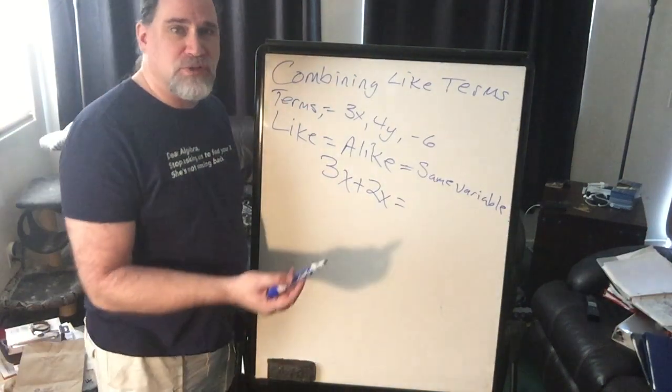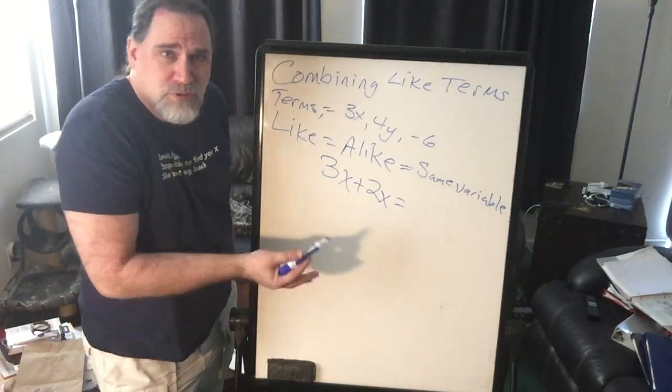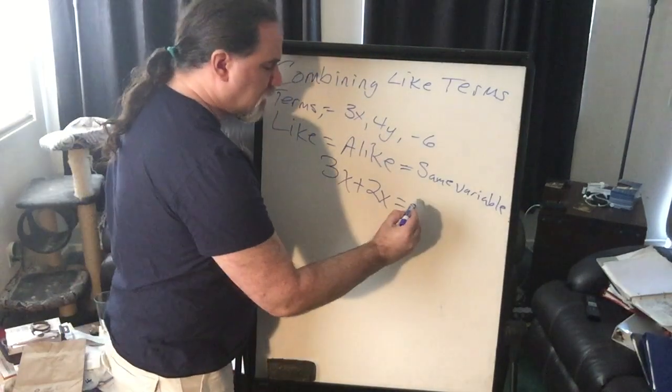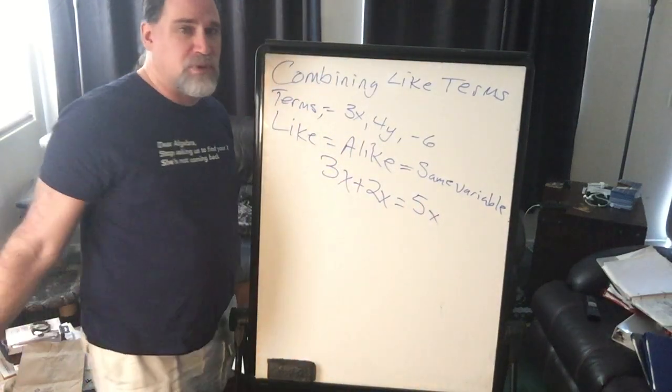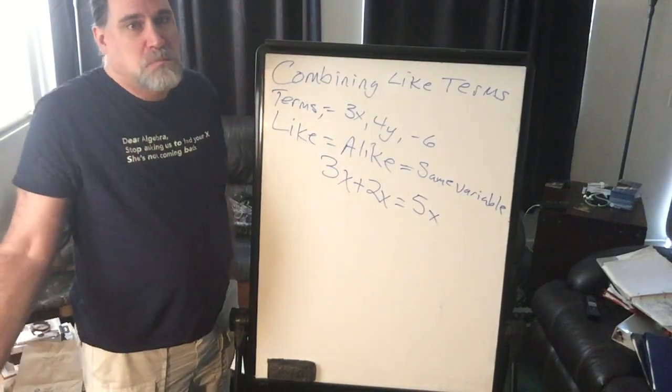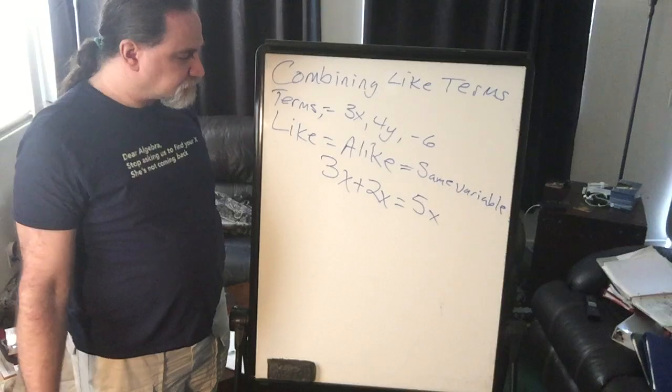Well, for us, we're using something a little more complicated than an apple. We're using an unknown, a variable called x, but it's the same exact principle. 3x plus 2x is 5x. Seems okay to me. Okay.